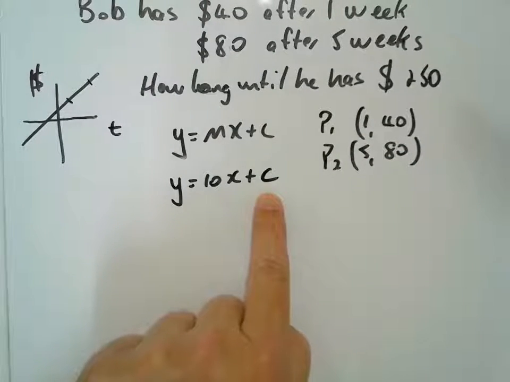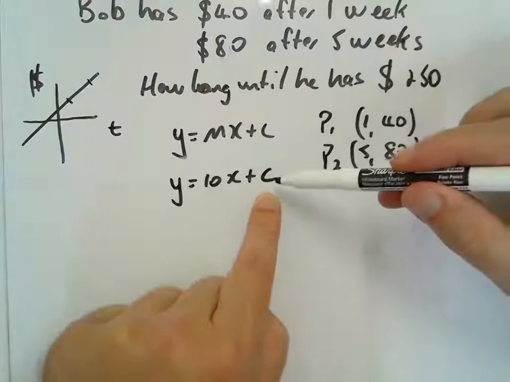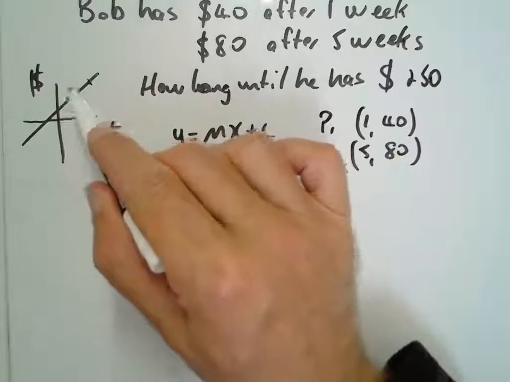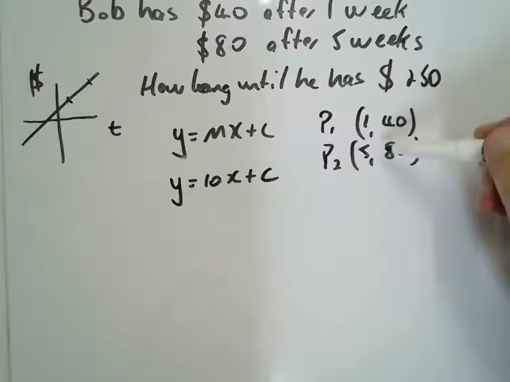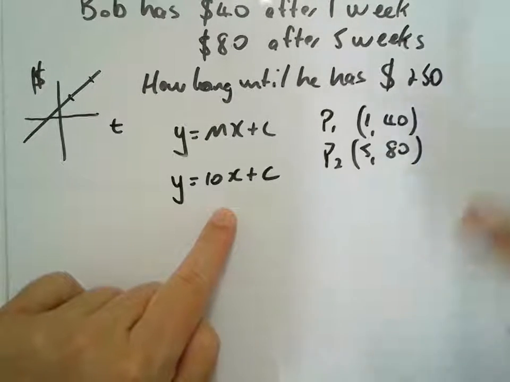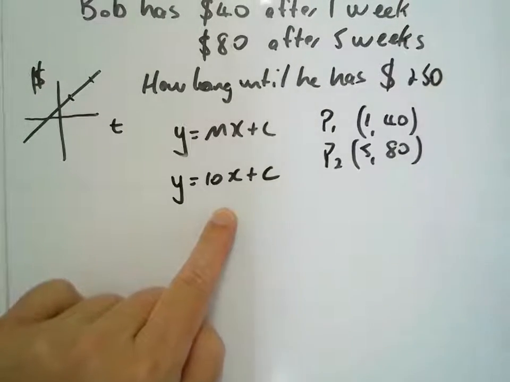Now you can see here that we only have one more thing to find, and that's c. There's only one way we find the c. We're going to use one of these points that lie on the line. They lie on the line, don't they? Therefore, either of these points must make this equation balance. Let's pick the easy one. Always pick the easy one.